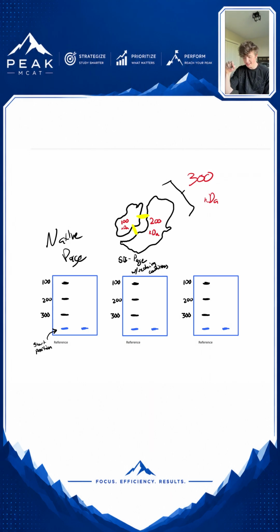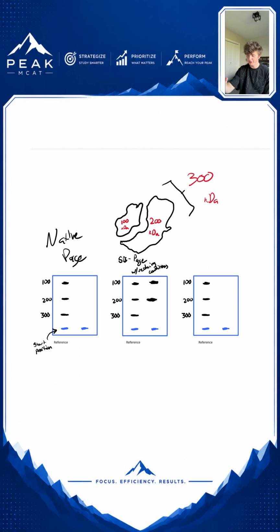And if we run it on SDS PAGE under reducing conditions, the disulfide bonds will be broken. And these subunits will separate and run as 2 separate bands on the gel. So in this scenario, we will see a band at 100 kilodaltons and a band at 200 kilodaltons. So therefore, we know that this protein is connected via a disulfide bond.